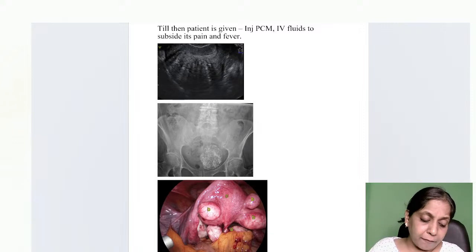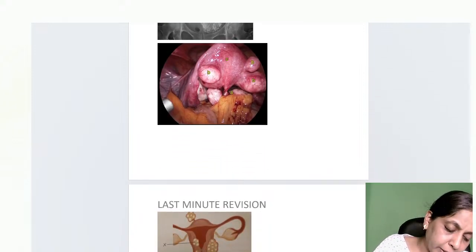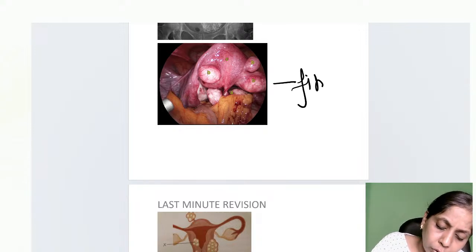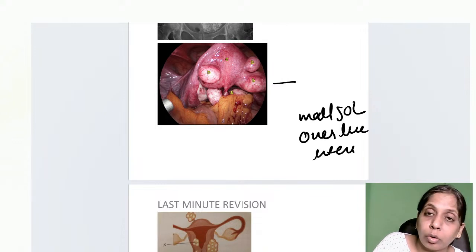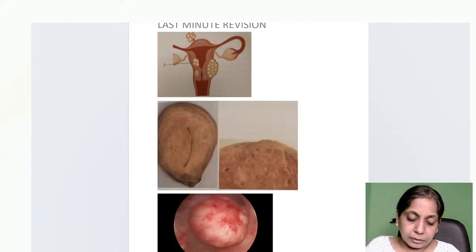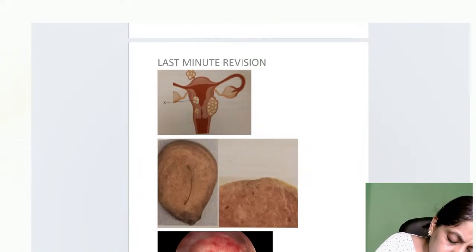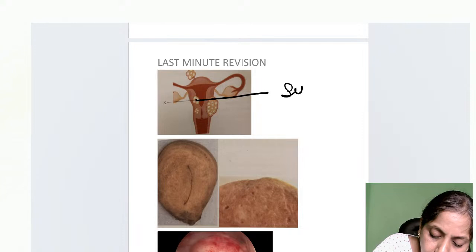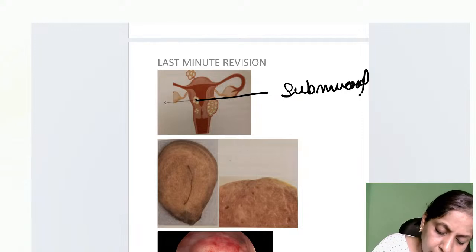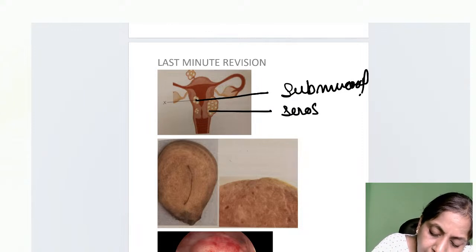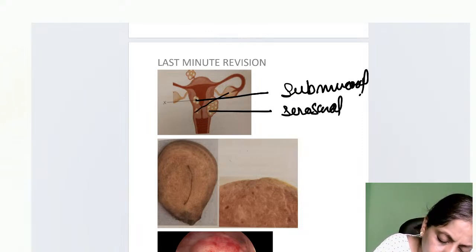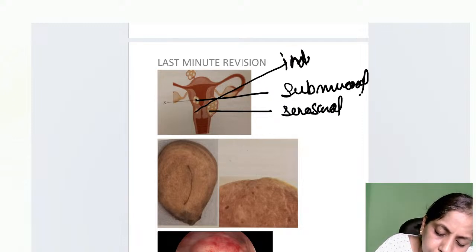This is the fibroid picture which they will be giving you. They are small space occupying lesions over the uterus. This is a laparoscopic image. Any fibroid which is touching the mucosa, the endometrium, is submucosal. The fibroid which is touching the serosa is subserosal. The fibroid which is totally inside the myometrium, this one, is intramural.